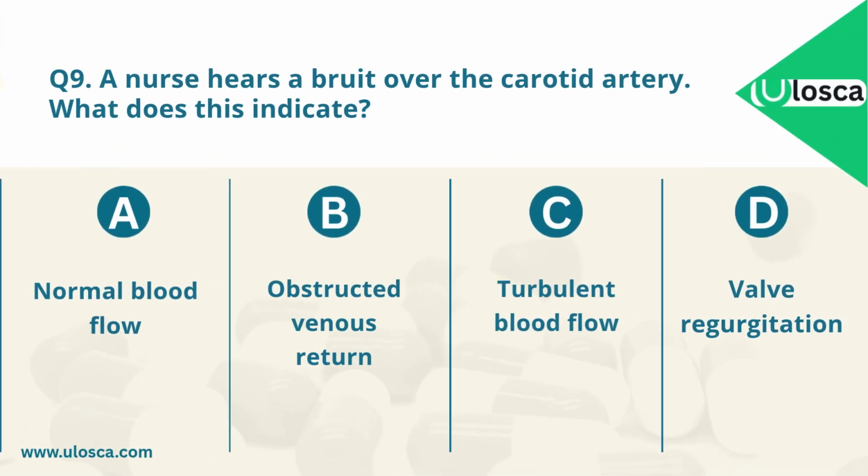Question 9. A nurse hears a bruit over the carotid artery. What does this indicate? A. Normal blood flow. B. Obstructed venous return. C. Turbulent blood flow. D. Valve regurgitation. Which one is the correct answer?